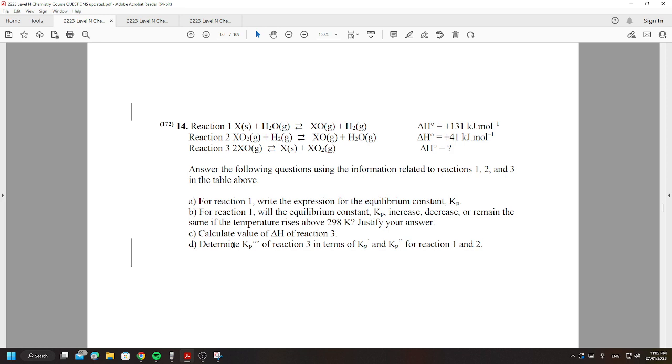Okay. Write the expression for the equilibrium constant Kp. I'm sure you guys know how to do that. I'm gonna skip this. For reaction one. So part A we skipped it. Part B. For reaction 1, will the equilibrium constant increase, decrease, or remain the same if the temperature rises above 298 Kelvin? Justify your answer.